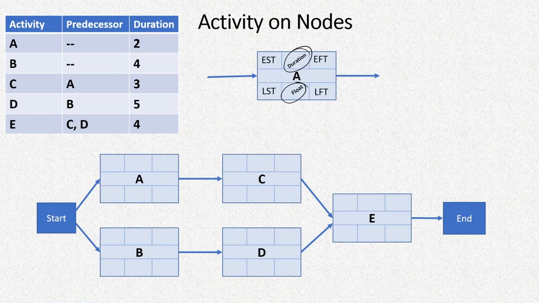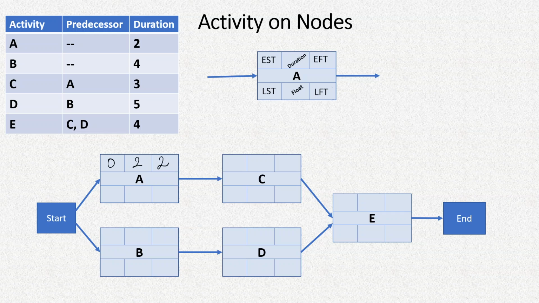On the activity on nodes method, we can designate a place inside the box to write all these things. So let's carry on with the forward pass. In the forward pass, in the start node, we don't have to write any durations. So on activity A, we'll start with 0 and its duration was 2 days, and therefore the earliest finish time, if we start on the earliest date, is 2 days.